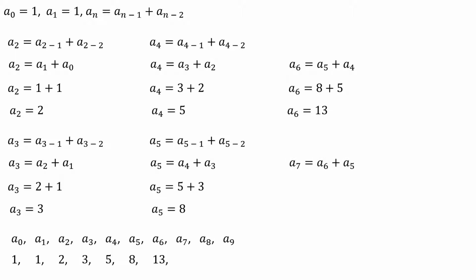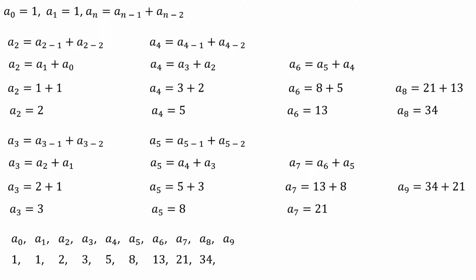So if I want a sub 7, I've got to add a sub 6 plus a sub 5. I've got to add 13 plus 8. That's 21. Now I get the hang of it. I want the 8th term, a sub 8. Well, the 2 preceding were 21 and 13. That makes 34. A sub 9. Take a look at the 2 previous terms. 34 plus 21, 55. So that's how recursive works.